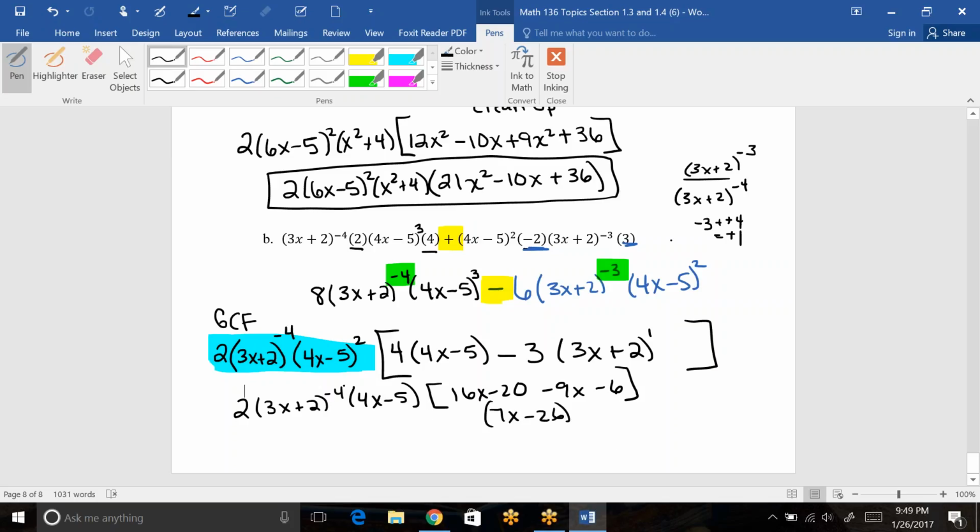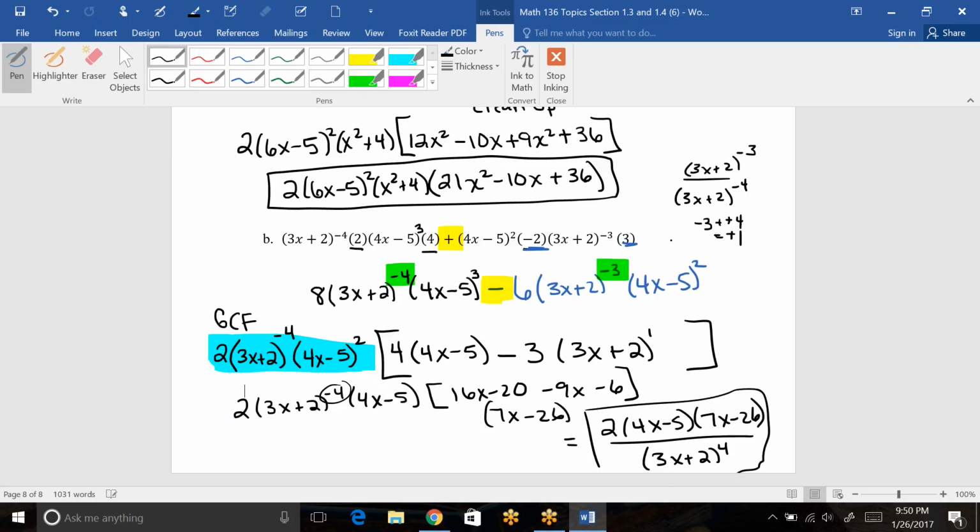Now, when you have a negative exponent, you cannot leave that on the top or in its location. So since it's on the top, we have to move it to the bottom. So on top, I'm going to have my 2, my 4x minus 5, my 7x minus 26, and on the bottom, we'll have our 3x plus 2 to the 4th power. Now, it's a positive 4 because we took care of that movement.